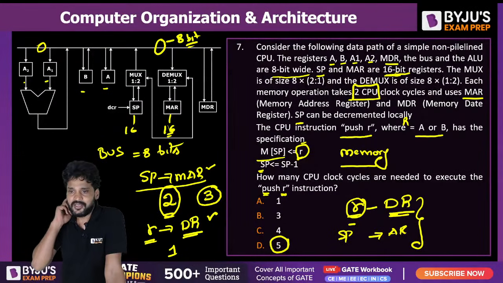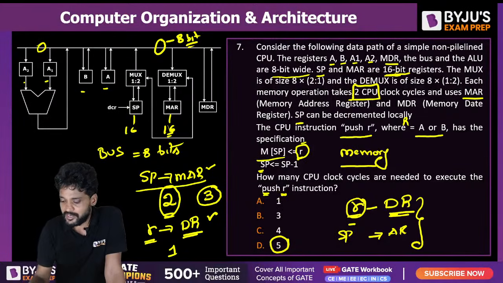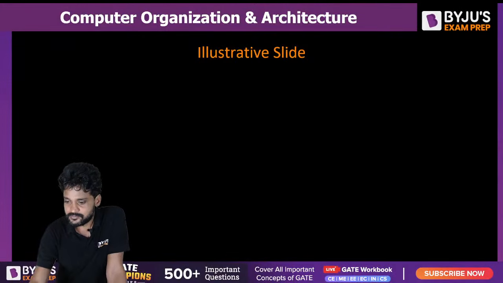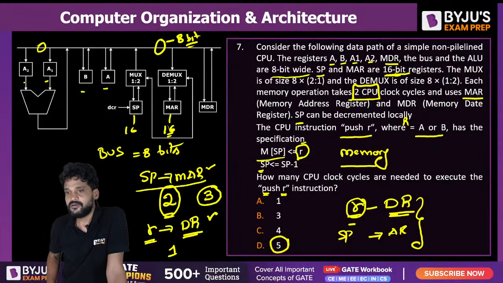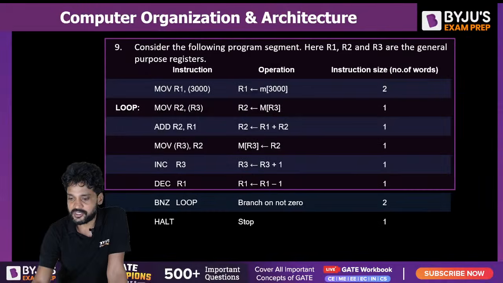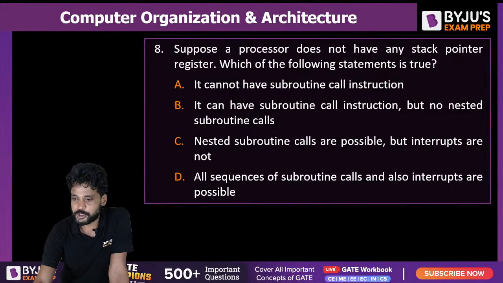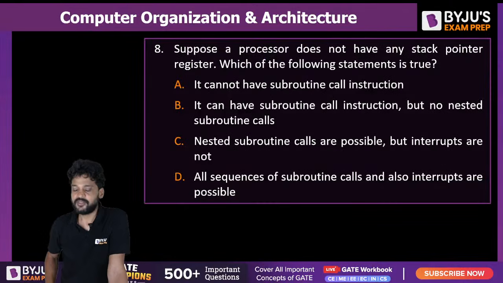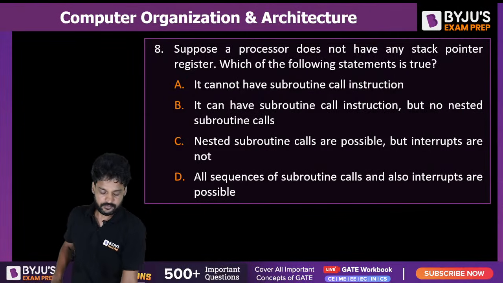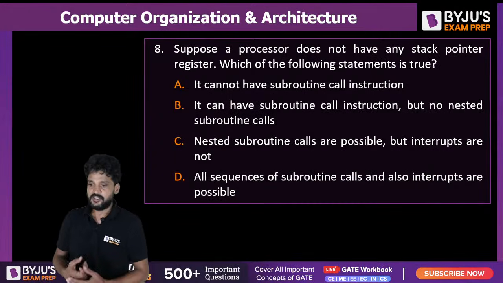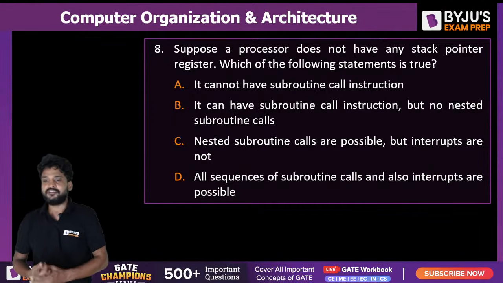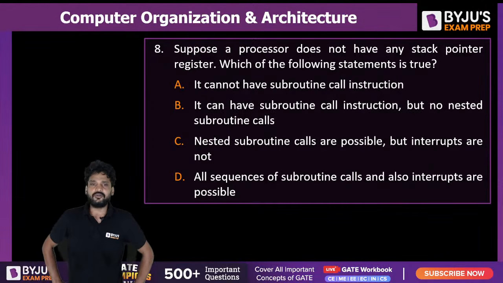Do you have any doubts whatsoever? We require a total of 5 clocks. If you want me to explain it one more time, I would explain it to you. Otherwise, I will go to the next question. Tell me if you want me to explain it one more time. Next question is on your screen. Can I go to the next question?